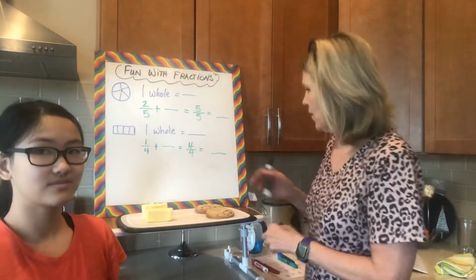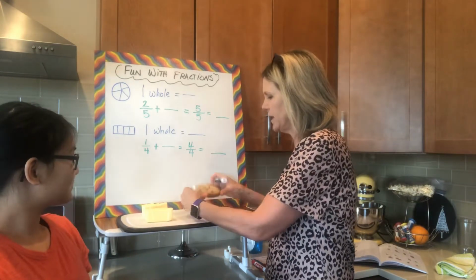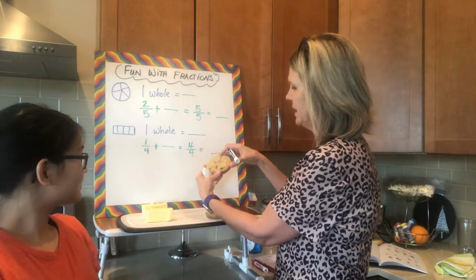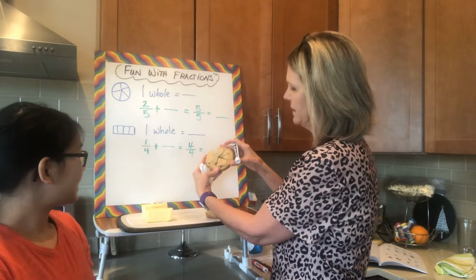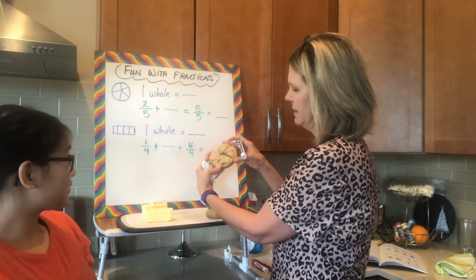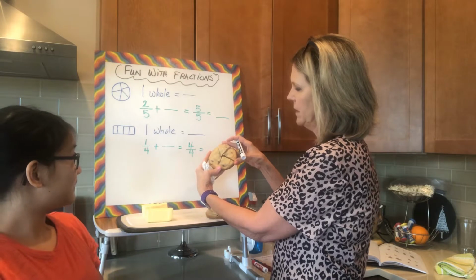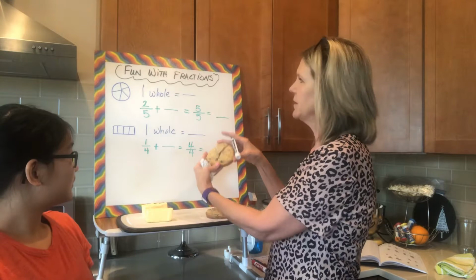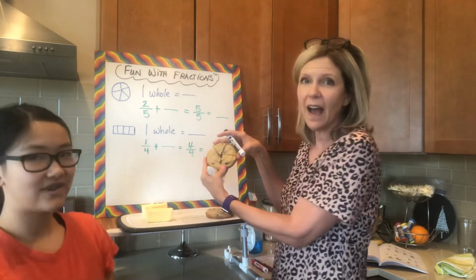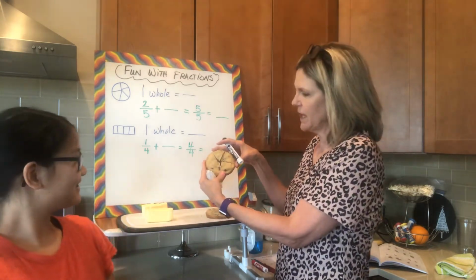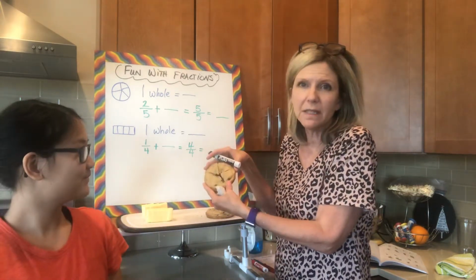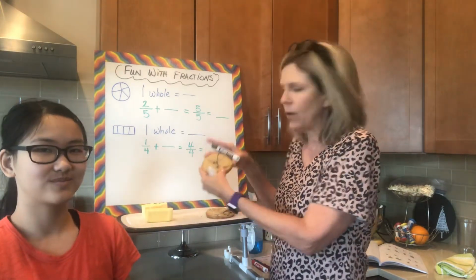1 whole, all right? 1 whole cookie here, right? Ming Mei, it's the same as what? 5 parts. So how would you name that as a fraction? Don't look at that. Well, yeah, you could look at that. 5/5? Yes, so that's 5. There's 5 of those, and they're divided into 5 pieces, and it's all 5 pieces equals 1 whole.